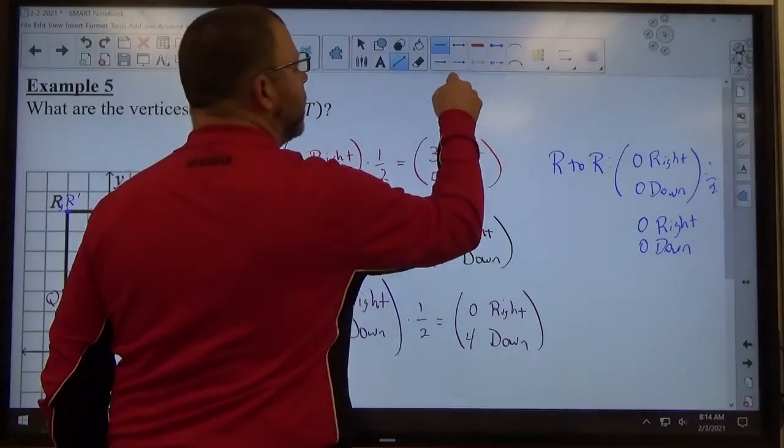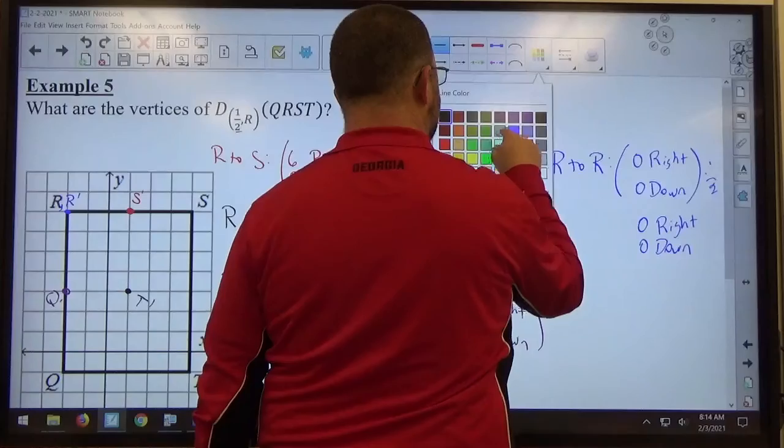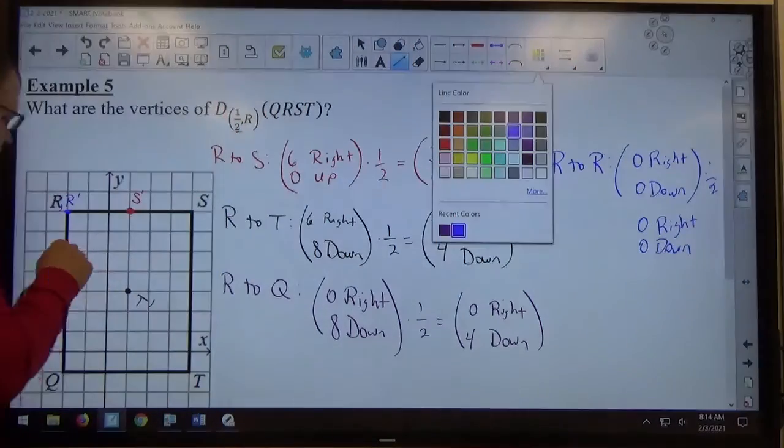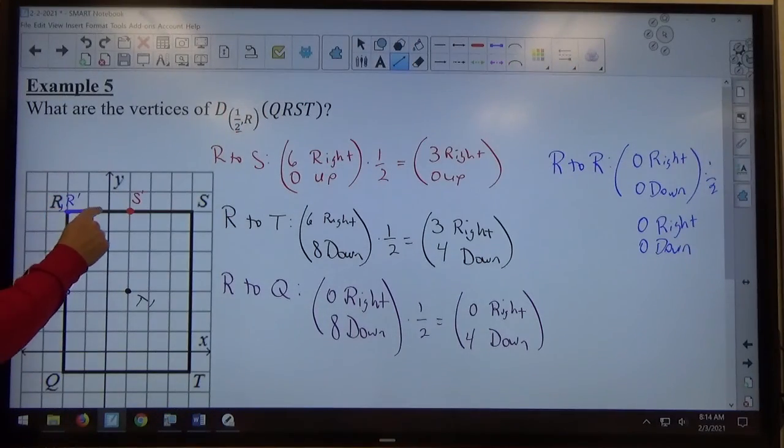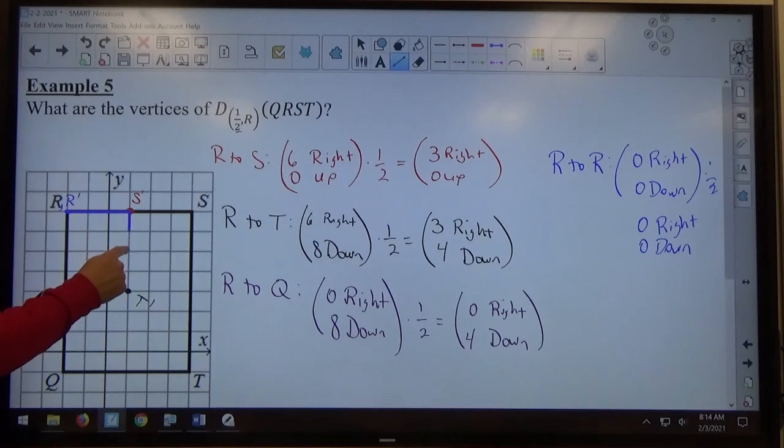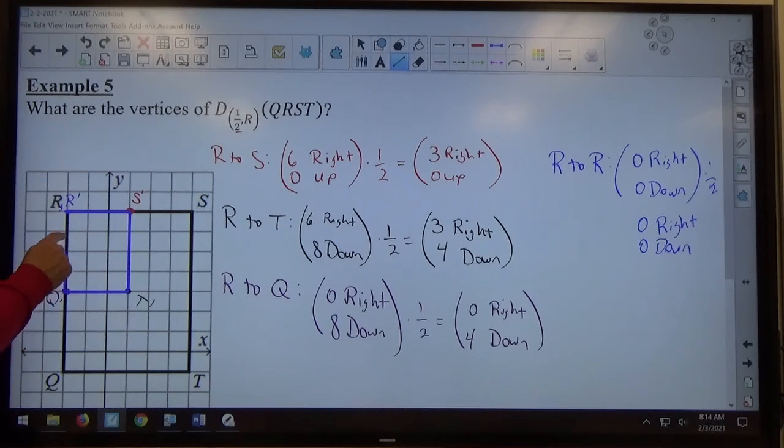And we just take a straight edge and we make nice straight line segments to connect them. So R prime to S prime, down to T prime, over to Q prime, and back up to R prime. And that'd be our dilated image. Going on graph paper again, just counting spaces and then applying the scale factor, multiplying by whatever that fraction is.